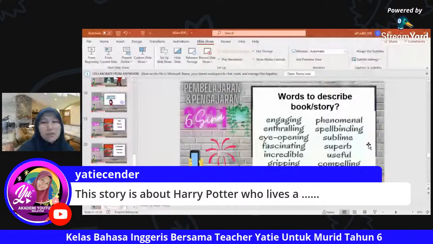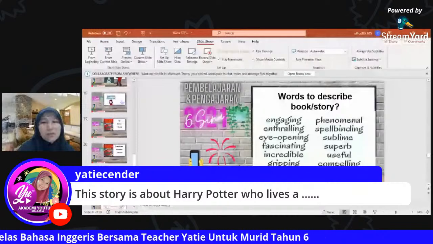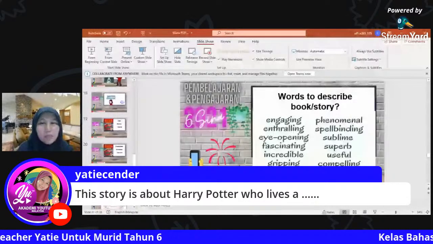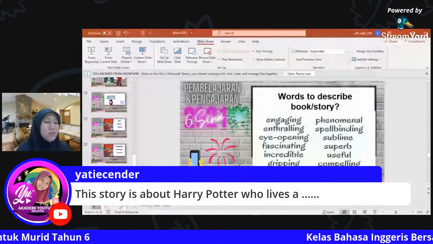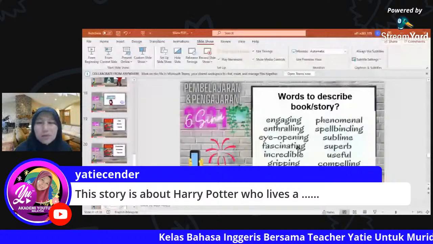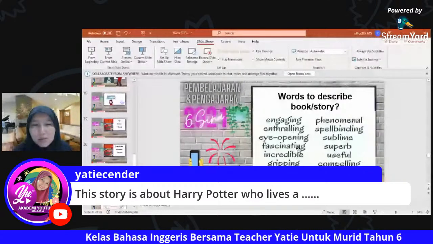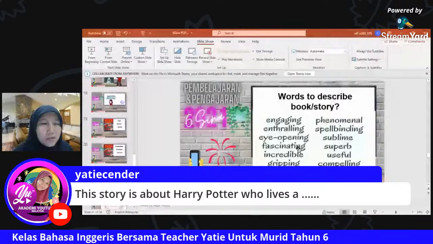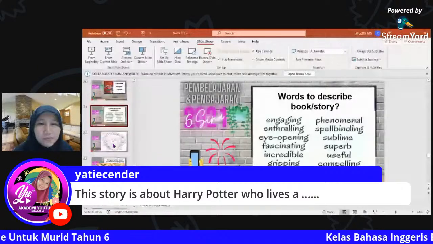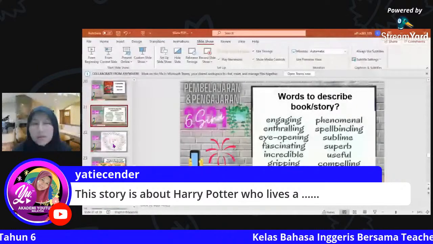Engaging means it makes you want to read, sit quietly and read until you finish, and only then can you stop reading, right? Read until the end. Eye opening. So which words are suitable for Harry Potter? There are more words to describe books: interesting, funny, silly.